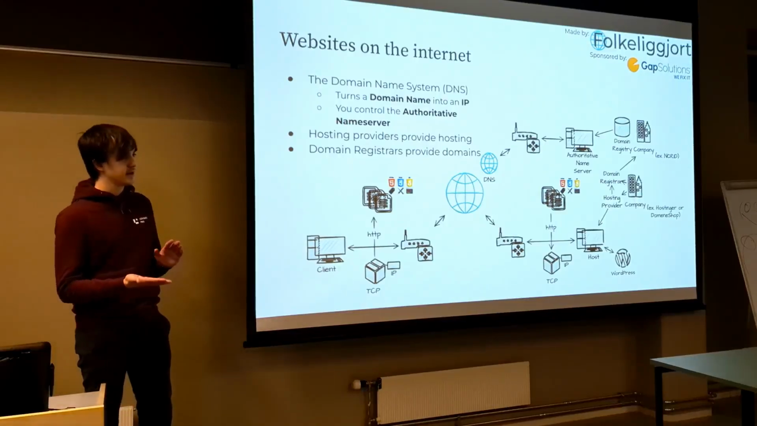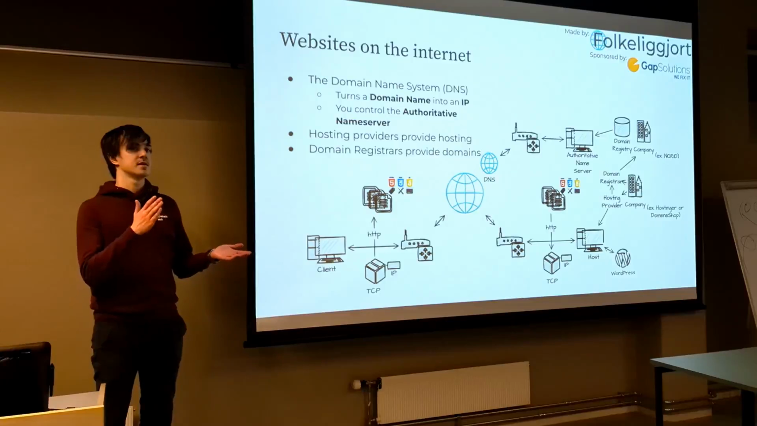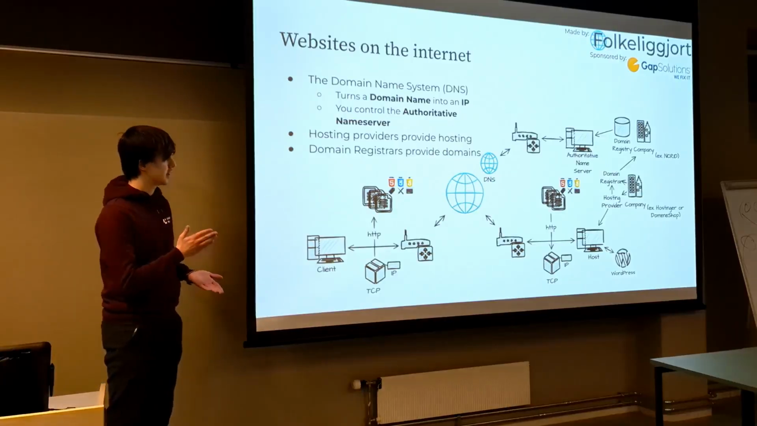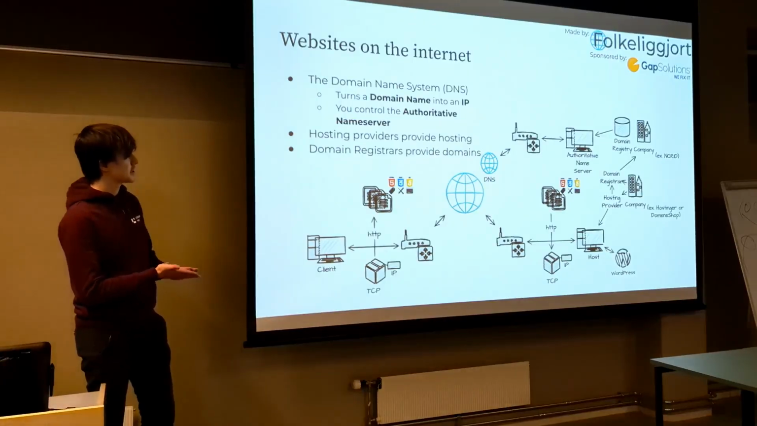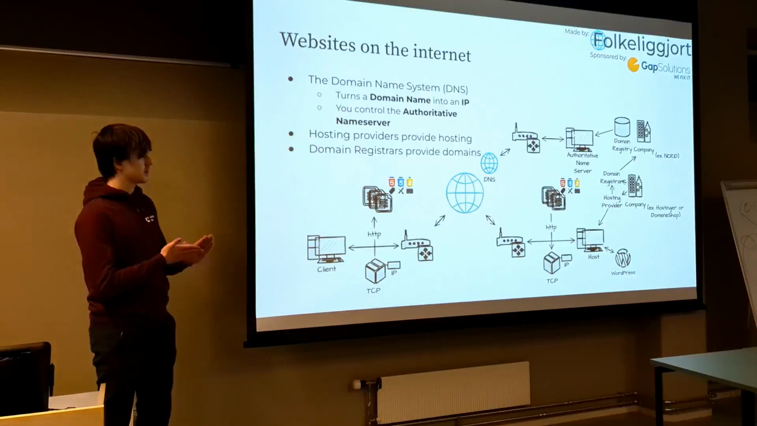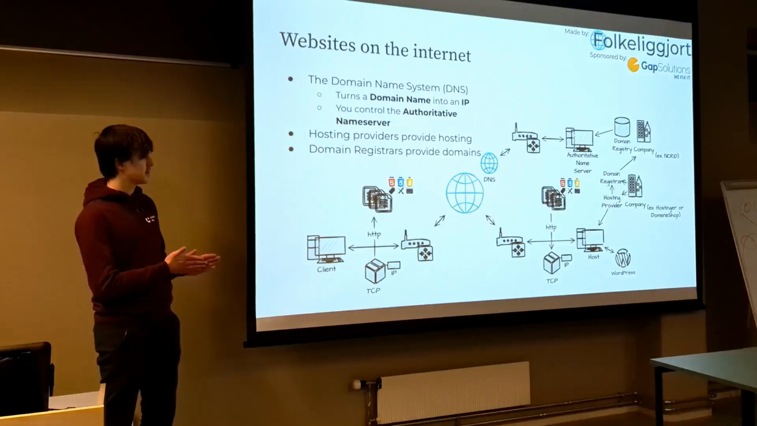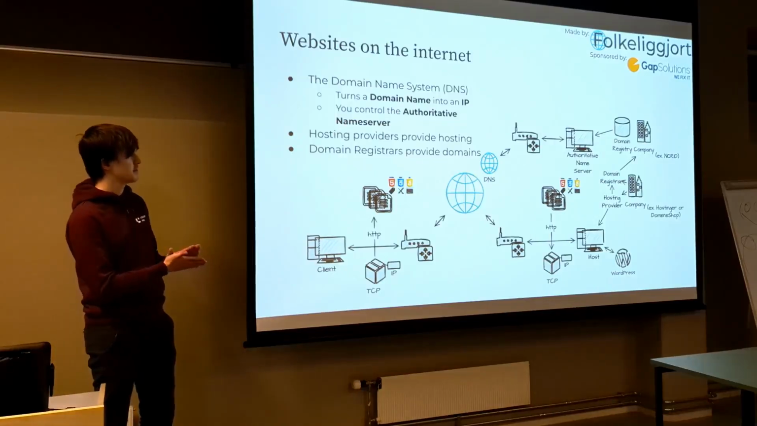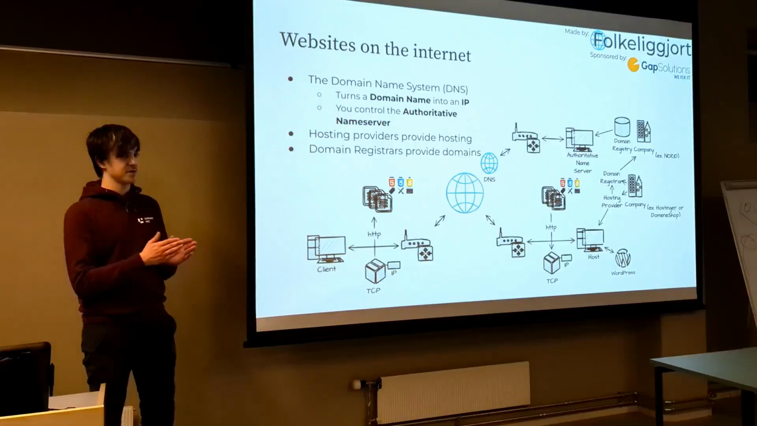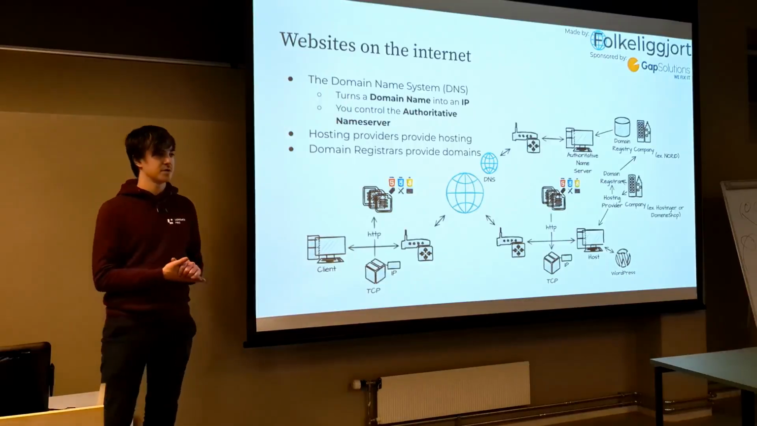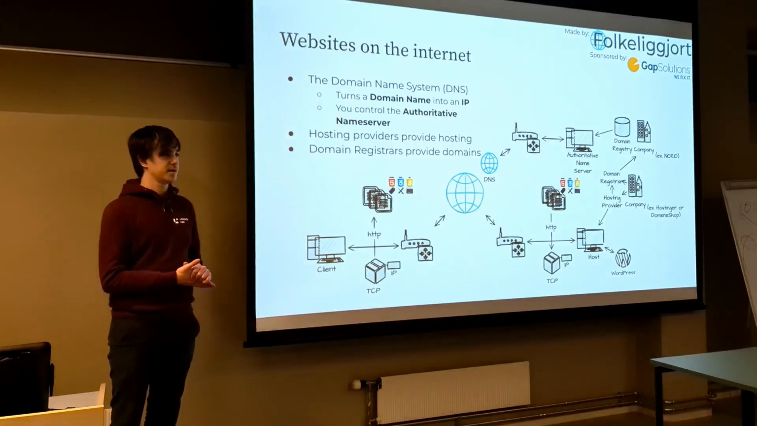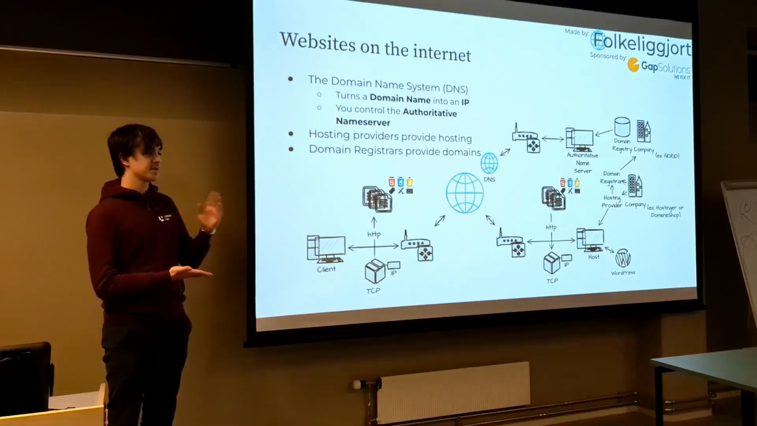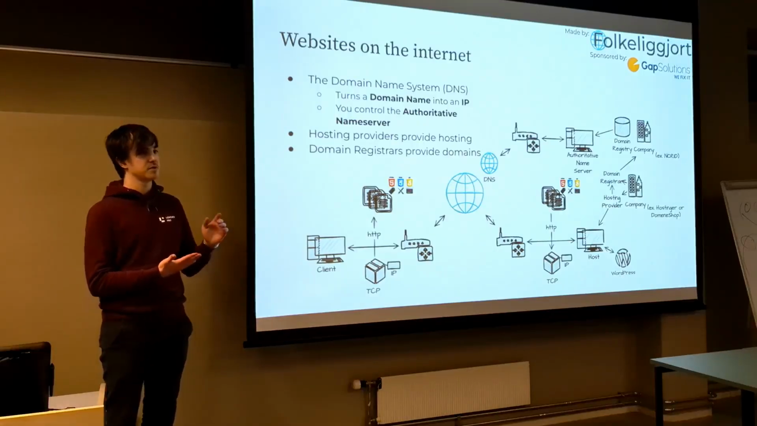So when you buy a domain, you buy the rights to that domain, and you get access to what's called an authoritative name server. A name server that tells all of the other servers, all of the other computers in the domain name system, how your domain name should be translated. So if you own yourname.com, you're telling the domain name system that yourname.com should point to your computer.